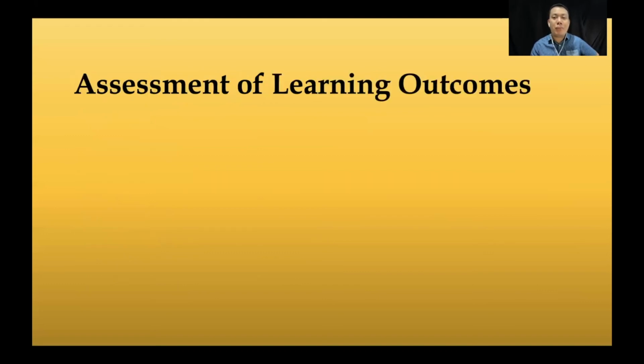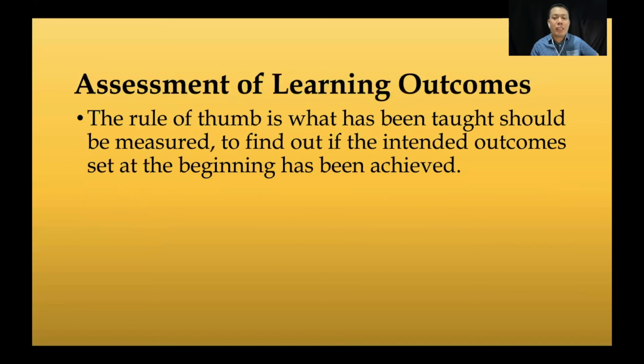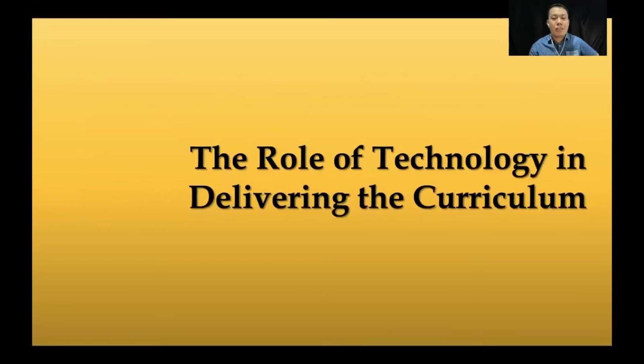Now, for the assessment of learning outcomes, the rule of thumb is what has been taught should be measured to find out if the intended outcome set at the beginning has been achieved. So, meaning to say, whatever your activities are, whatever your intended learning outcomes are, make sure that at the end of the assessment of learning outcomes, they have a passing score, so that you can be able to tell that they have learned something. So that ends our second topic. So let us now proceed to the third topic.